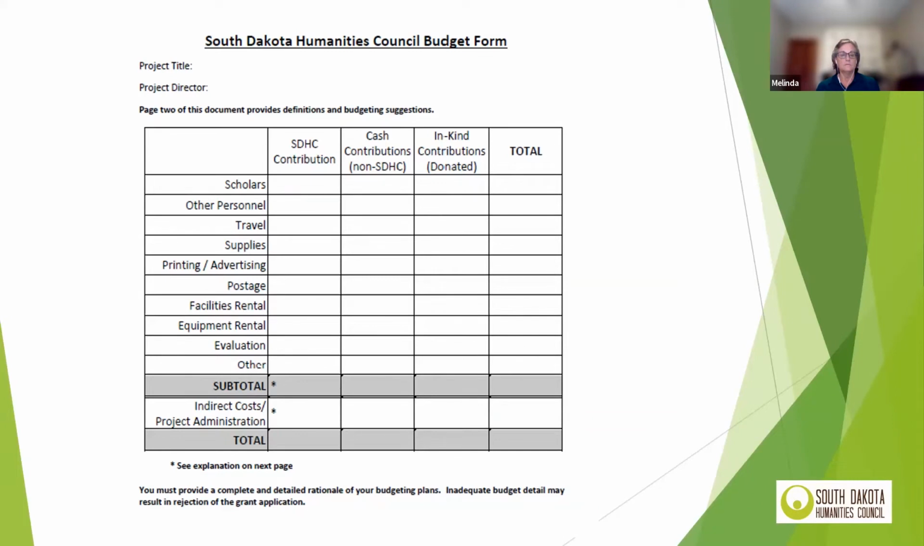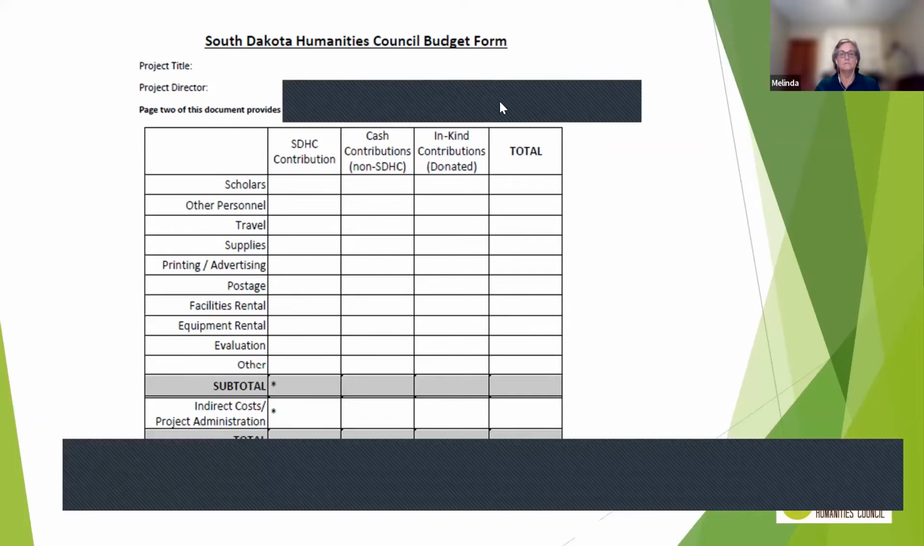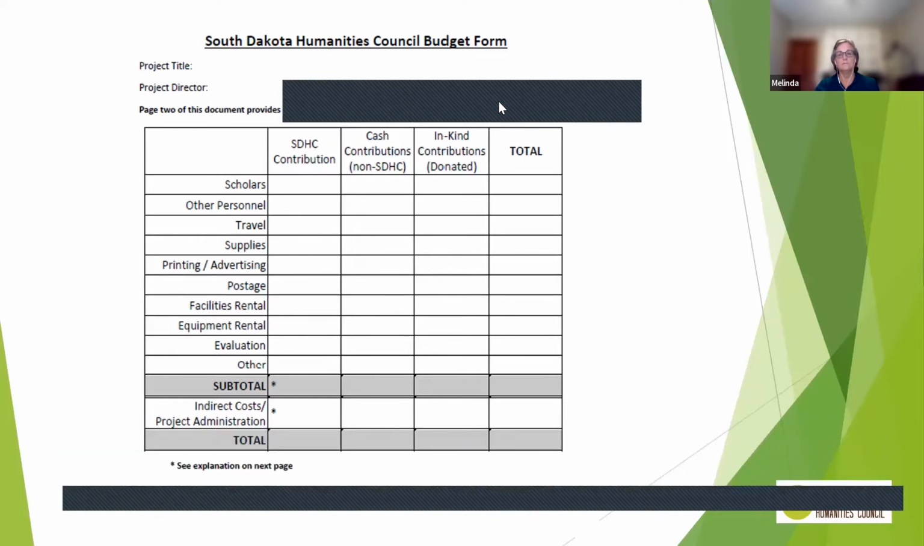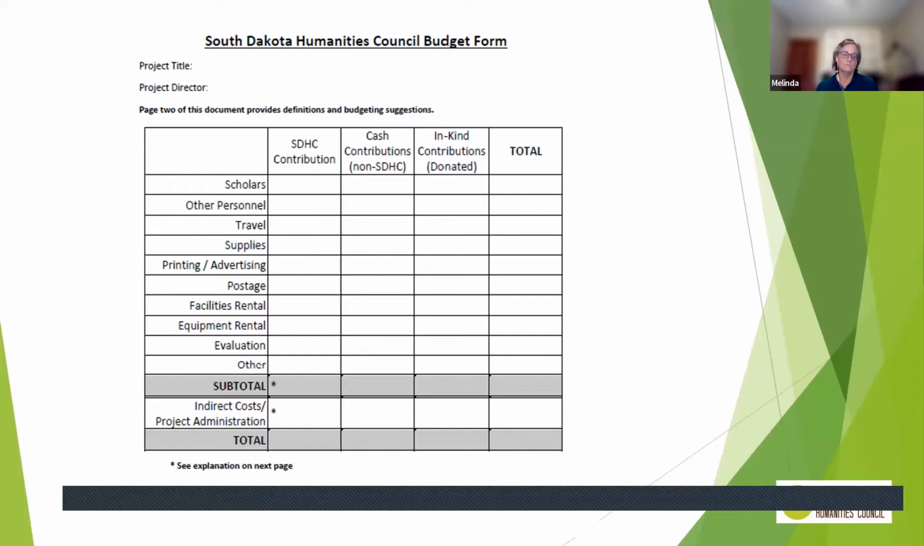This sometimes throws people, so let me give a little explanation. All grants over $2,000 are required to have an independent third-party evaluator fill out an evaluation form. This is someone who is knowledgeable about the topic, but not directly involved in the planning or presentation of it. Sometimes these people will provide this service as a donation, but you may want to pay them for their service, so you can include that in your budget.